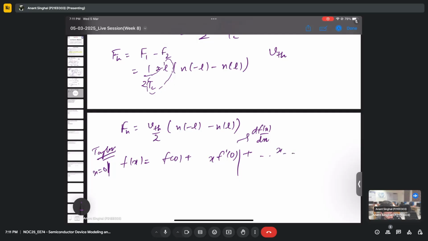The second term will be x square by 2 factorial. So this was 1 factorial, then f dash 0 and so on. It goes on and on. So this is f double dash, that means the double derivative.